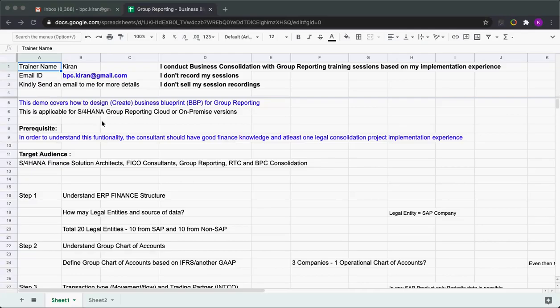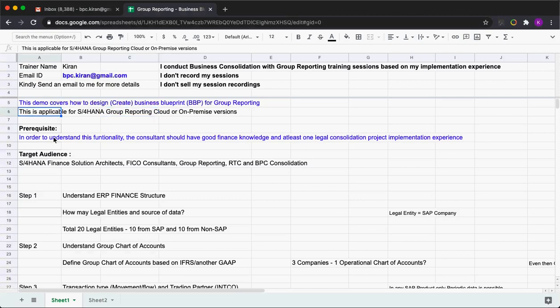So today we planned a demo which explains how we can prepare a blueprint for group reporting. This particular demo covers the blueprint which is relevant to S4HANA business consolidations with group reporting solution. As you know, using group reporting solution, we can do the legal consolidation.